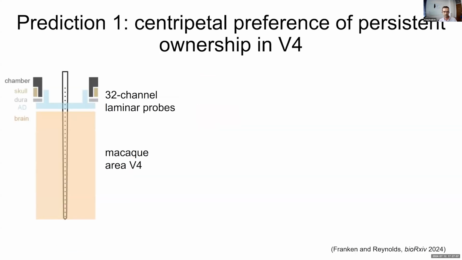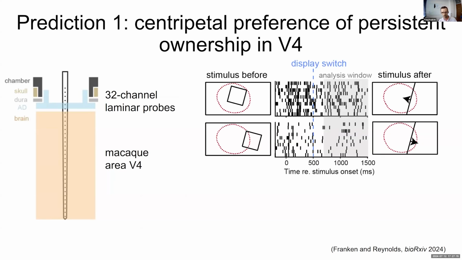So to test this prediction, we obtained V4 data from macaques while they were fixating visual scenes, with laminar probes. This is an example cell where we started with a square, and then after 500 milliseconds, we changed the display to an ambiguous border. And this is the opposite condition, where the square is on the opposite side of the shared border. And we analyzed spikes in this gray analysis window here.